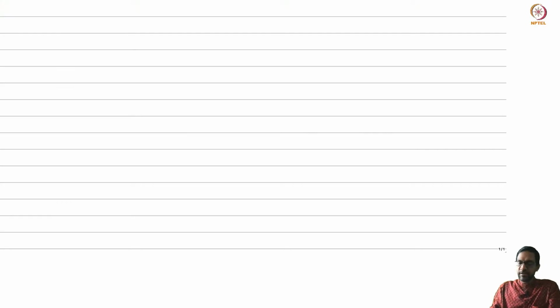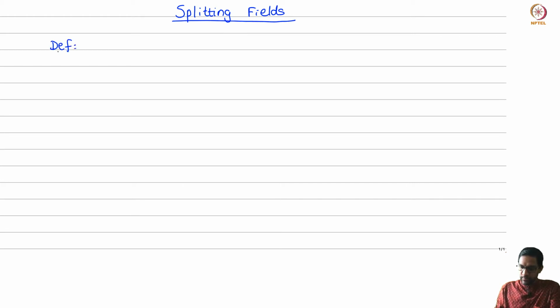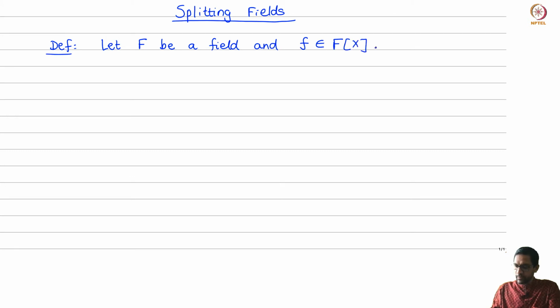Let's talk about splitting fields. So here's the definition. Let F be a field and let small f denote a polynomial in the ring F of x.